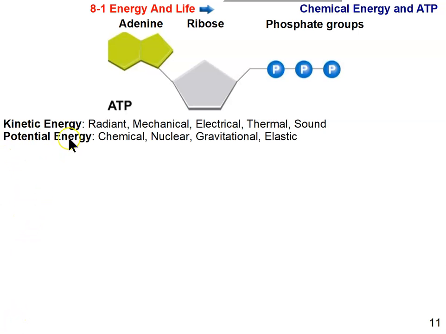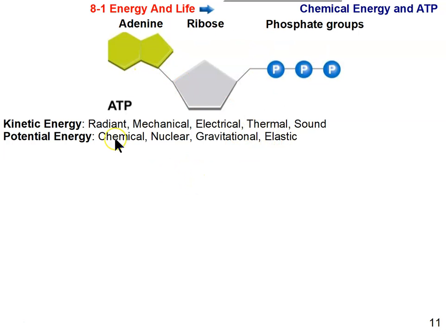The other type of energy is potential energy, and there can be chemical potential energy. That's the kind of energy that is in glucose and the molecules that are made through the process of photosynthesis and chemosynthesis, like what we're going to be looking at here, ATP.